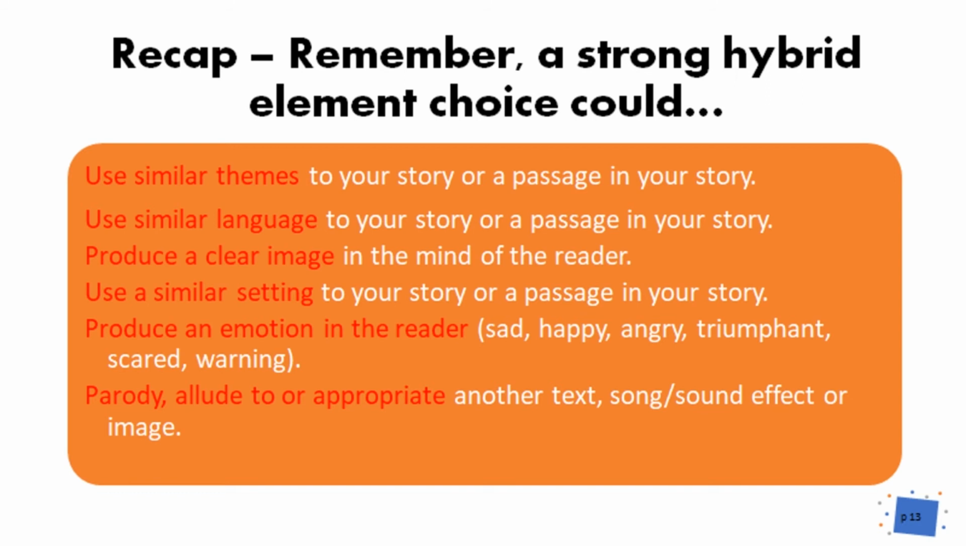From this example, you should now be able to understand how a clear link to a hybrid element choice can deepen the meaning in your story or influence how you want an idea or theme in your story to be viewed. Remember, just as this example showed, a strong hybrid element choice could use similar themes or language and produce a clear image in the reader's mind. Or you could choose a hybrid element which could link to a similar setting, prompt a specific emotion, or parody, allude to, or appropriate elements from another text, song, sound effect, or image.